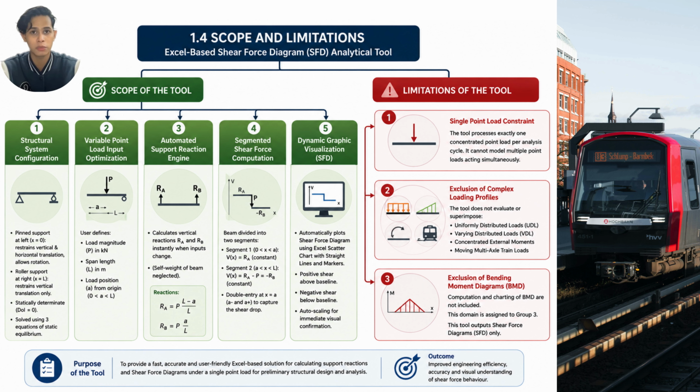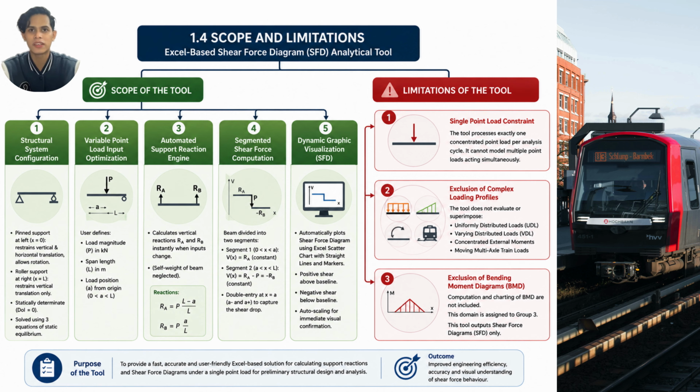the static equilibrium. Next, the tool allows you to input three main parameters: the point load magnitude P, the beam span length L, and the load position A. This input can be changed easily, and the calculations are updated automatically. Based on this input, the tool automatically calculates the support reaction, namely RA and RB, without requiring any manual calculation.